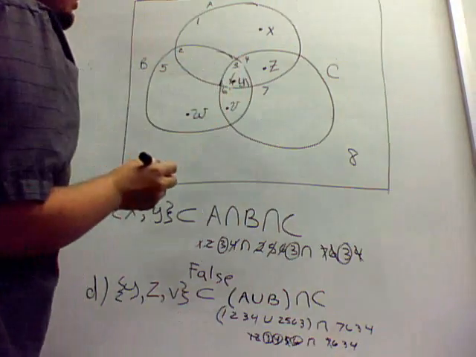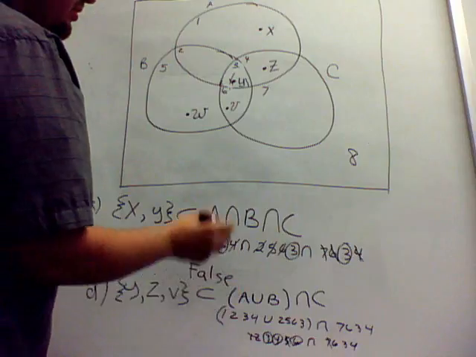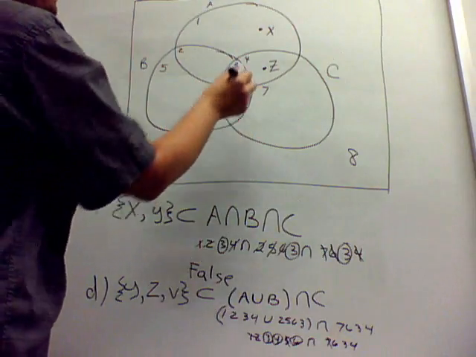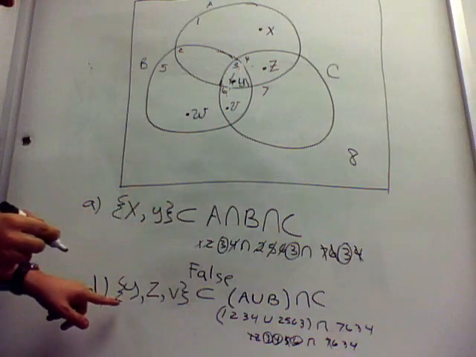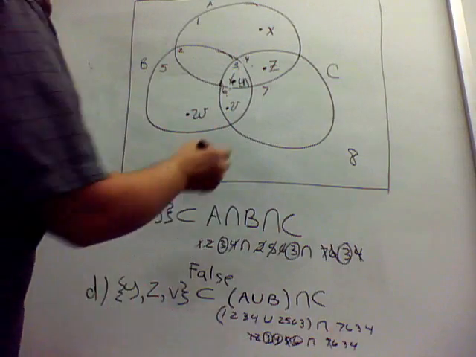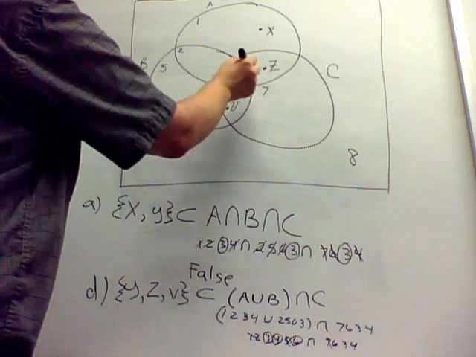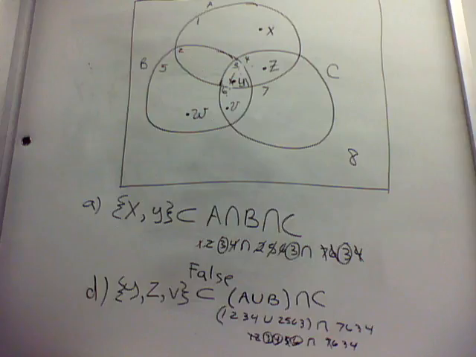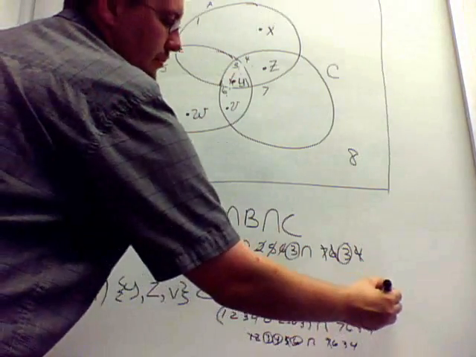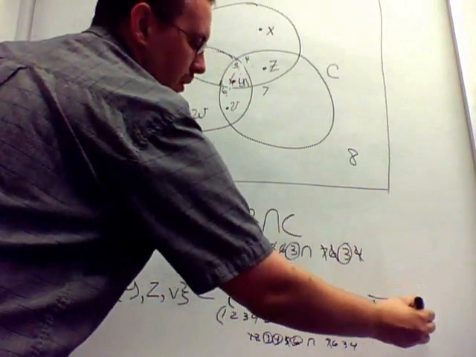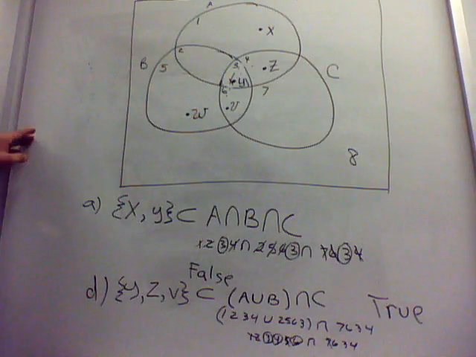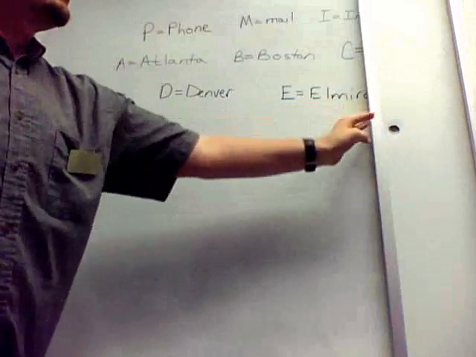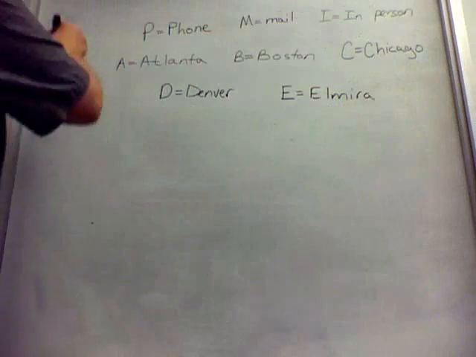Sections 6, 3, and 4. 6 is right here, 3 is right there, and 4 is right here. Question is, Y, Z, and B, are they part of that? Y is right here in section 3, Z is part of section 4, and B is part of section 6. So yes, that's true. Alright, so that's it for number 5A and D. Next one is number 21.